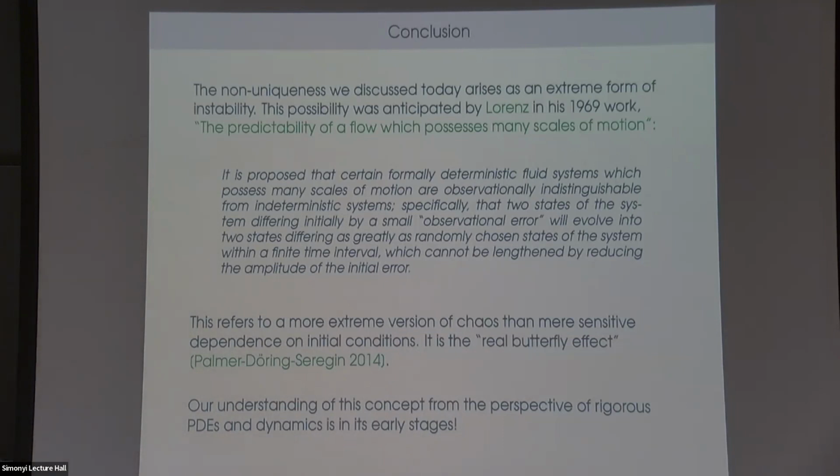I want to conclude with a quote from Lorenz. All the non-uniqueness that we discussed today arose due to instability, very, very extreme forms of instability. The possibility of this was anticipated already by Lorenz in 1969. He wrote the following: "It is proposed that certain formally deterministic fluid systems, which possess many scales of motion, are observationally indistinguishable from indeterministic systems. Specifically, that two states of the system, differing initially by a small observational error, will evolve into two states differing as greatly as randomly chosen states of the system within a finite time interval, which cannot be lengthened by reducing the amplitude of the initial error."